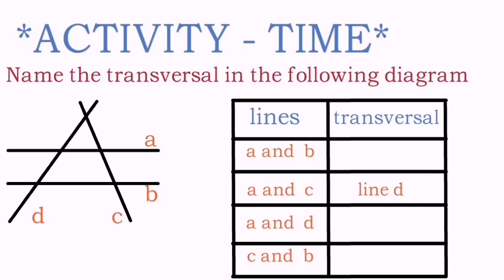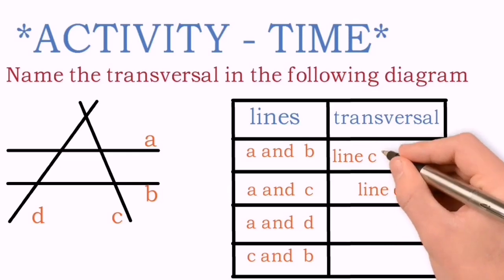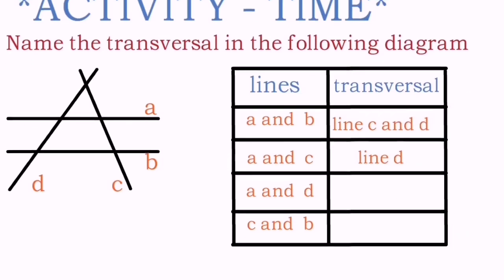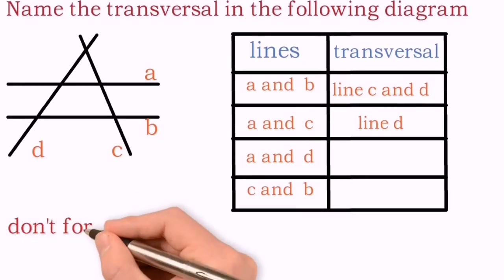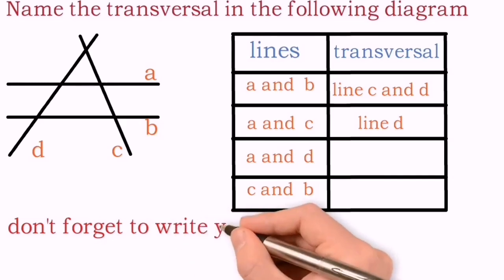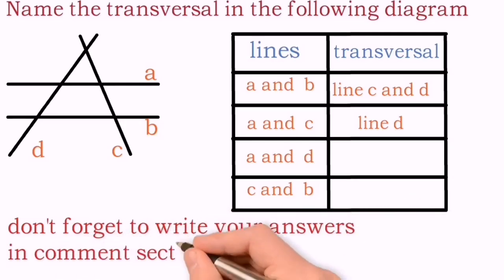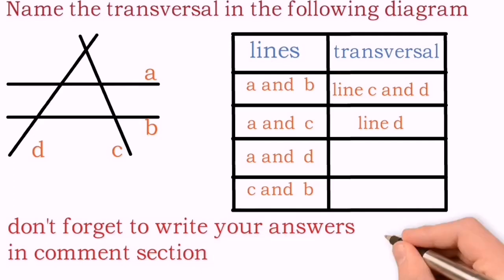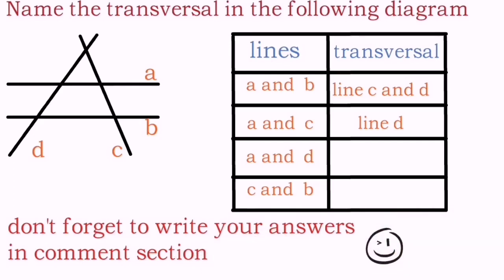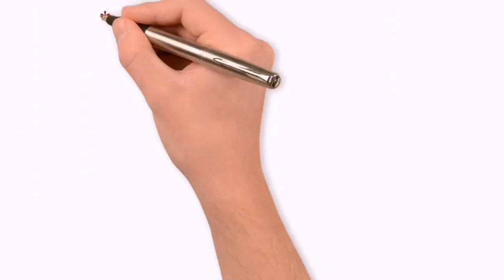So two sums are done by me. For A and B, we said C and D are the transversals. Now for the remaining two, you have to try, right? And I guess you will definitely get the correct answer, correct? So waiting for your answers in the comment section below, right? If you have any difficulty, you can ask me in the comment section, no problem, guys.